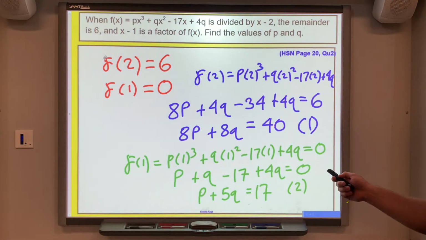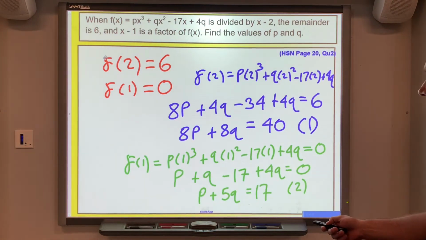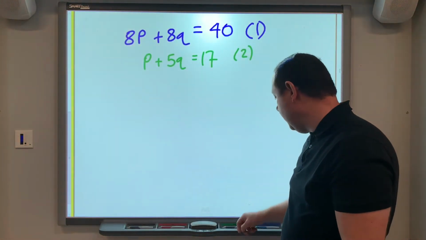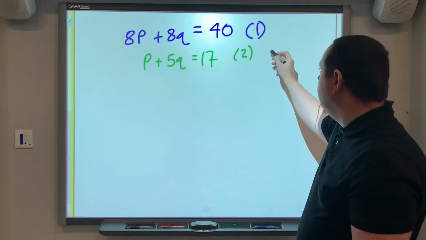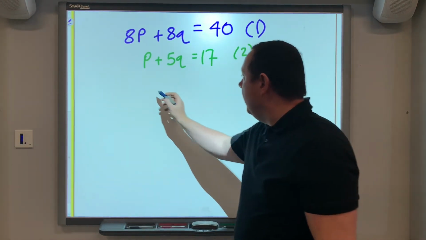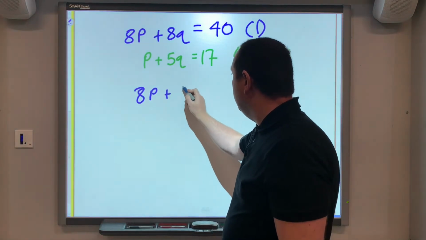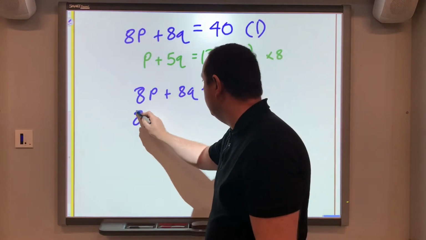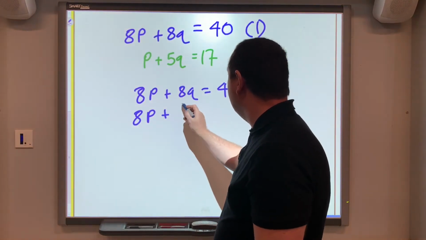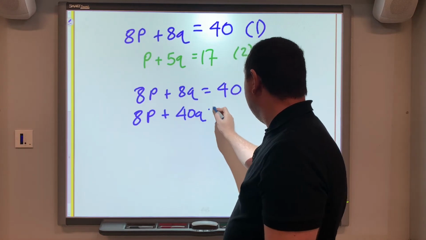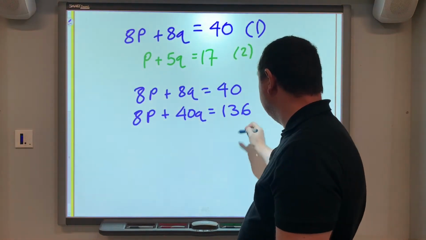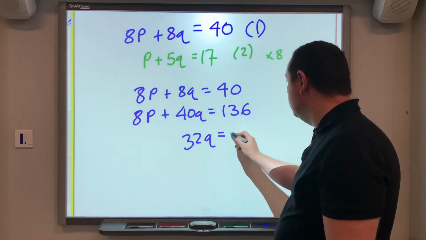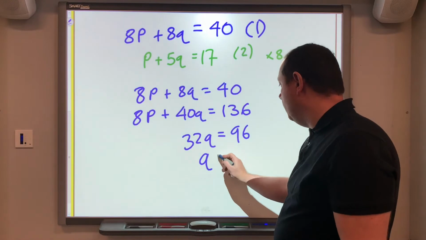We've now got two equations with two unknowns that we can solve. 8p plus 8q equals 40. P plus 5q equals 17. So two equations to solve simultaneously, so I'm just going to times the second one by 8. So that leaves 8p plus 8q equals 40, and times in the bottom one by 8, it also gives me 8p, but this time 40q, and that equals 136. So 32q equals 96, so q must equal 3.